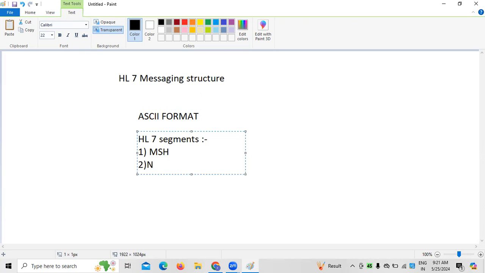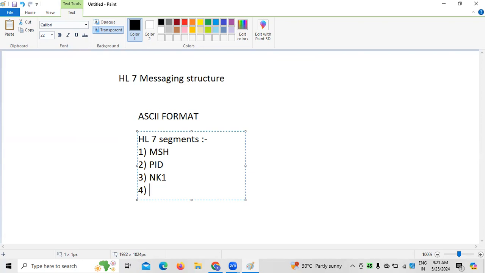The second segment is called PID. PID stands for patient information, the segmentation based on demographic information about the patient, like the patient name, patient ID, address. All these things come under the PID part. The third segment is normally called NK1, right? This is one more segment we use, next of kin. This segment consists of the contact information of the patient, such as next of kin. All these things come under NK1.